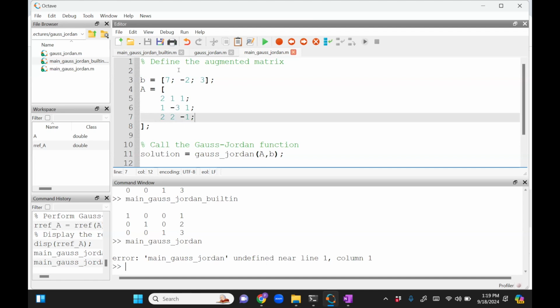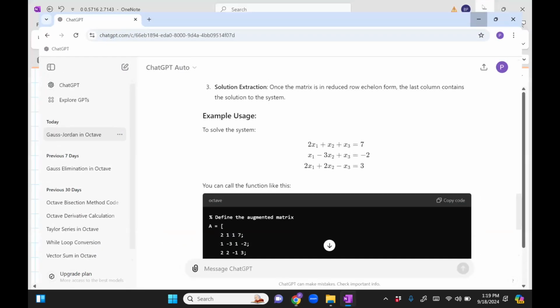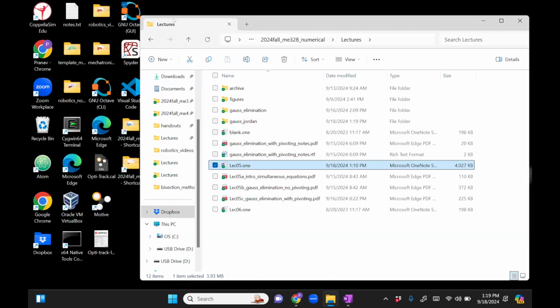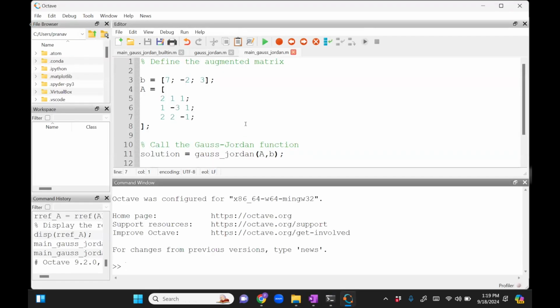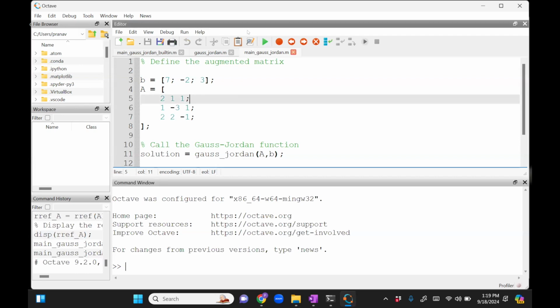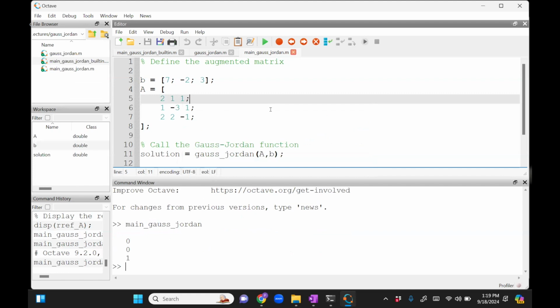Undefined near line 1, column 2. It's usually a problem when I write something new. I'm going to close this. This is an Octave glitch. I think it'll go away once I open this again and do the change directory. Let's hope it gets fixed. Okay, so let's run this. Okay, that's not the right answer. 0, 0, 1.